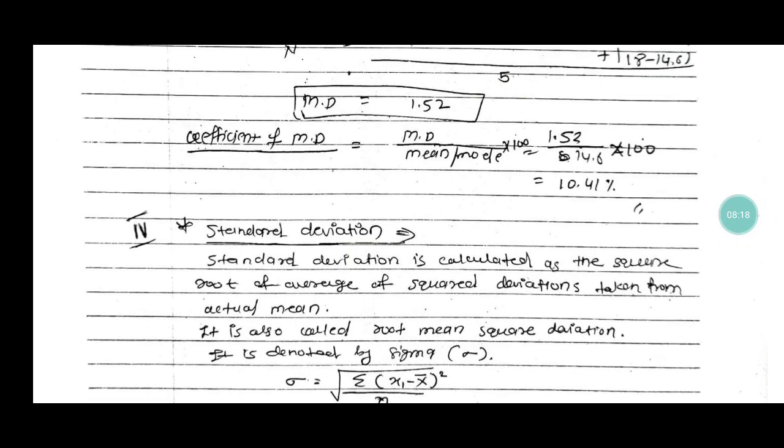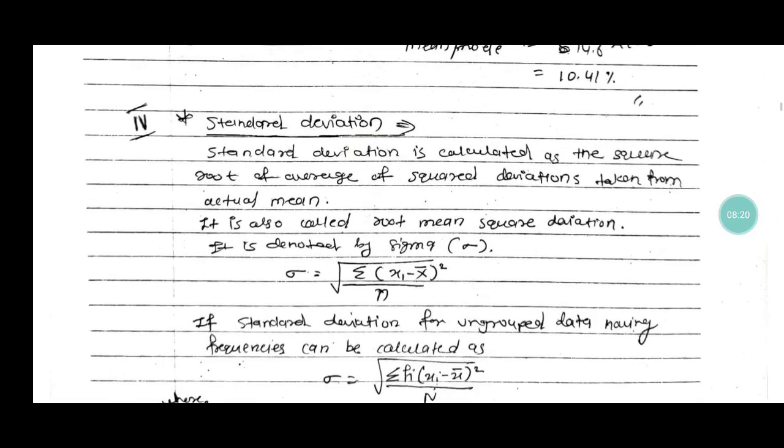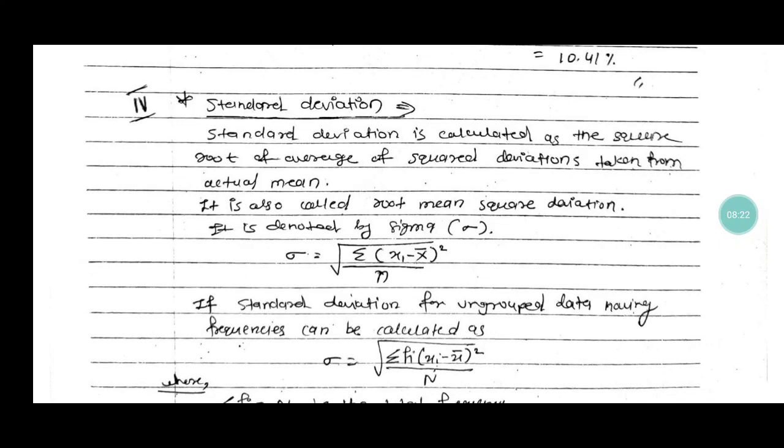So number fourth, that is standard deviation. Standard deviation is calculated as the square root of the average of the squared deviations taken from the actual mean. So it is also called the root mean square deviation, and it is denoted by sigma, where sigma is equal to the square root of summation of (x minus x bar) whole square divided by n.